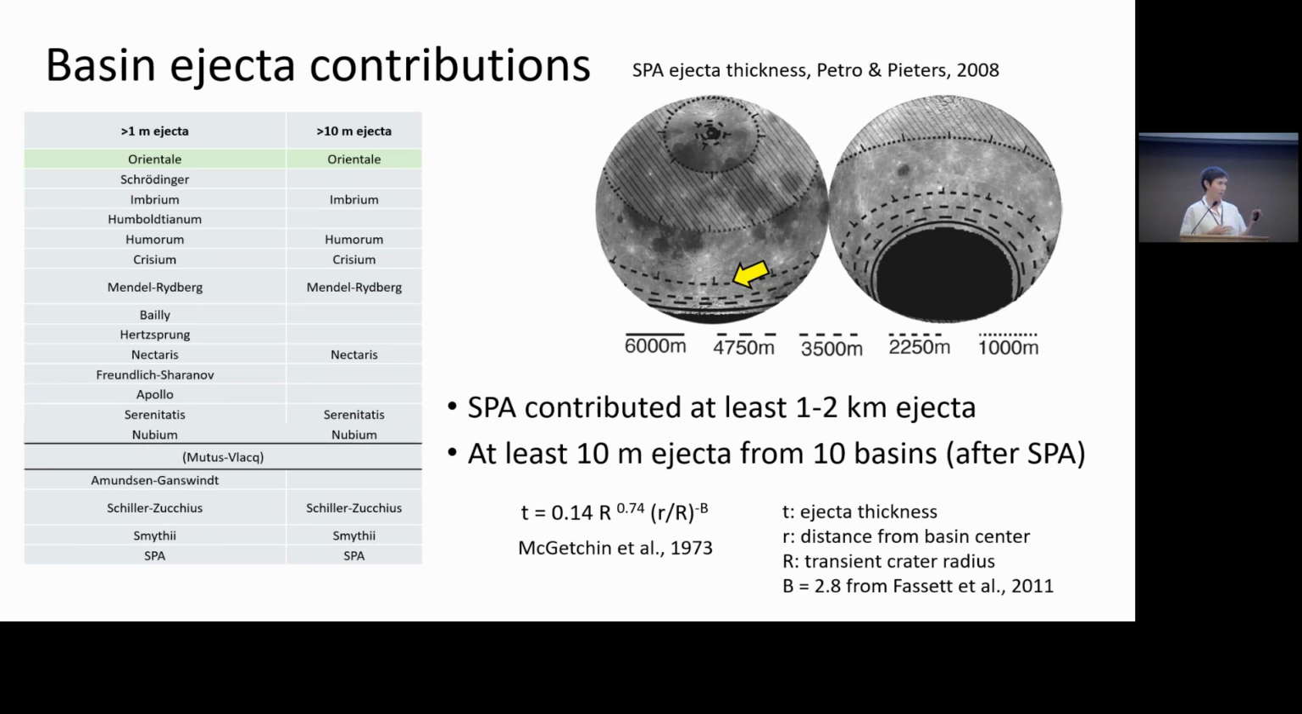So we can say to a first order, this region has been extensively modified by basin ejecta. But just to take a very superficial approach, we're talking about the upper few tens of meters. Let's look at the most recent basin, which is Oriental.